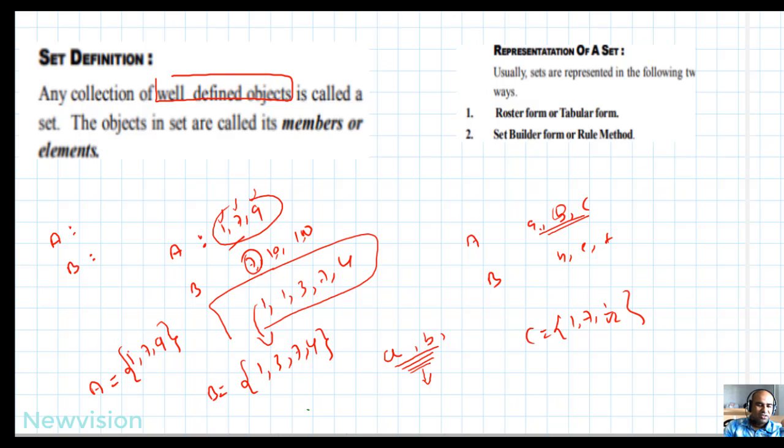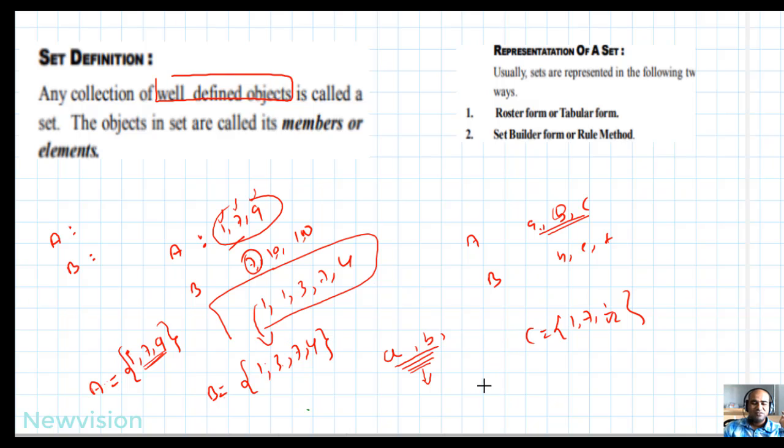These are called elements of the set. 1 is an element of A, 7 is an element of A, 9 is an element of A. 1 is an element of B. For these two sets, observe 1 is common to both A and B. 3 is an element of B, 3 is not an element of A. These are called elements or members or points of the set.